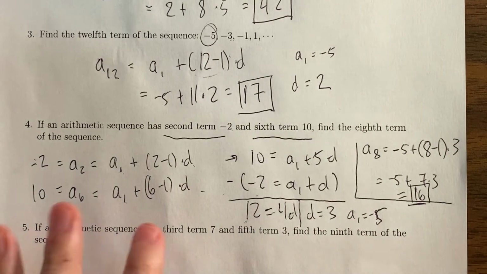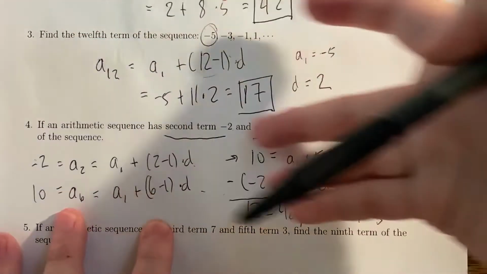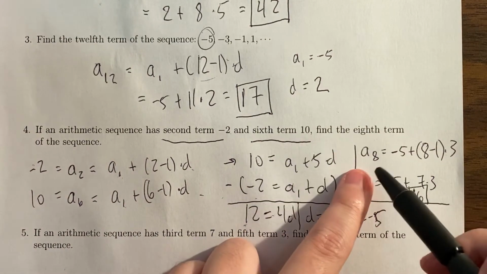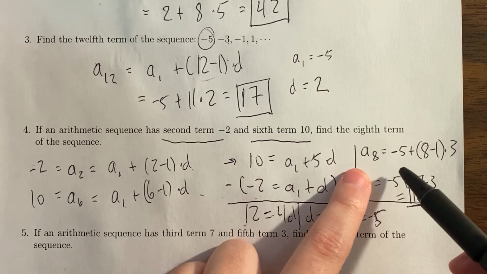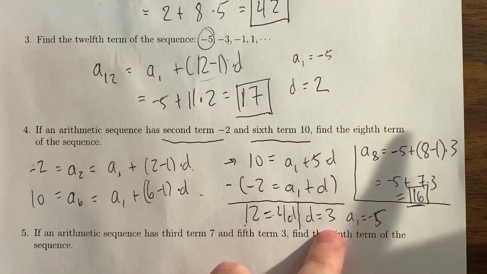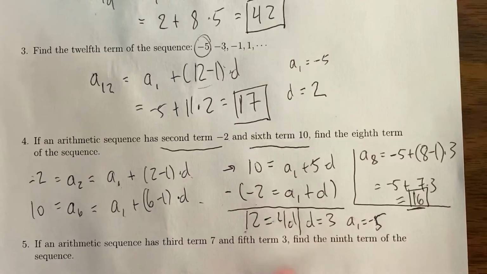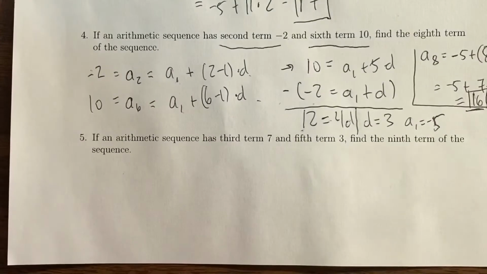And then once you have your A1 and D, you don't have to look at this first clause in this sentence. All you have to do is focus on what you actually want to find. In this case, it's A8. A8 being the 1st term plus 8 minus 1 times the difference. And again, we were trying to find these to make it easy, like this question. So let's just practice again.